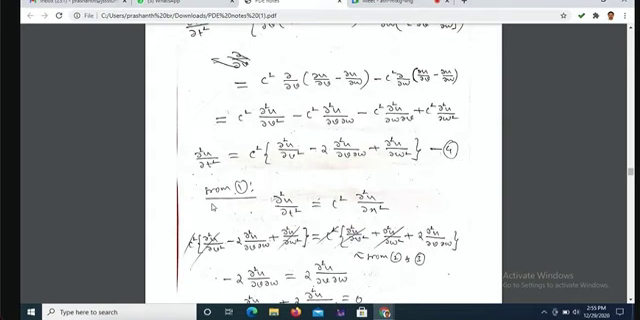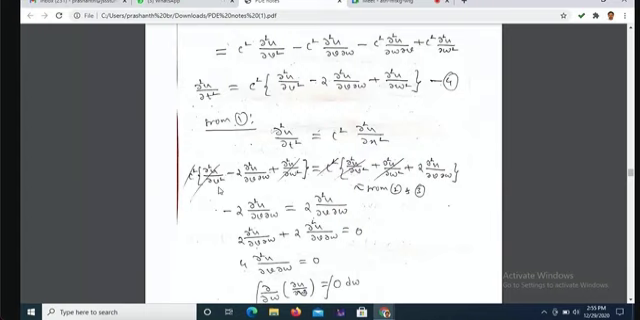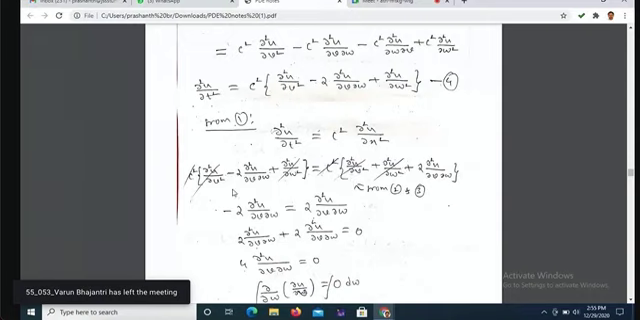Now we have equation 1, ∂²u/∂t² equal to c² ∂²u/∂x². So in the place of ∂²u/∂x², I can put equation 2. In the place of ∂²u/∂t², here equation 4. So c² ∂²u/∂v² and c² ∂²u/∂v², the first terms get cancelled. Here the last term and the second term get cancelled.